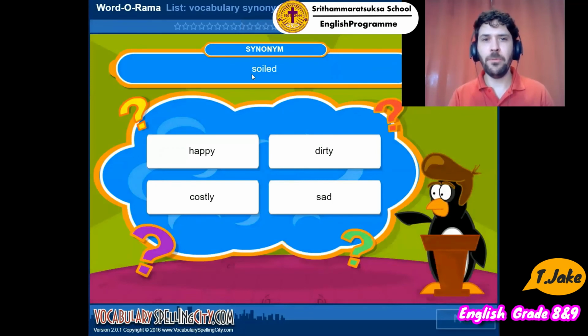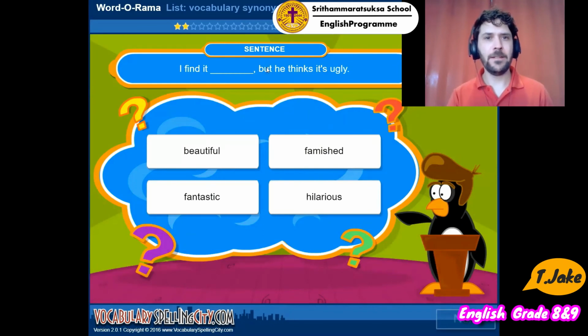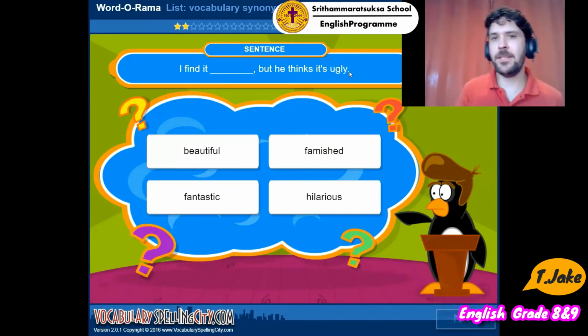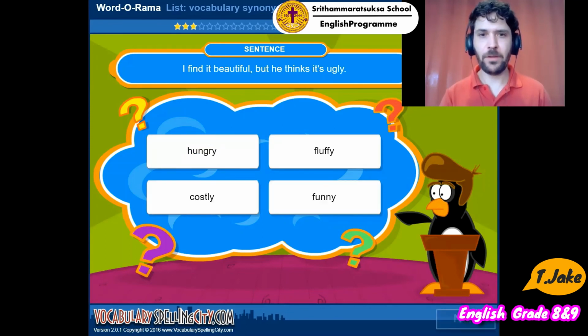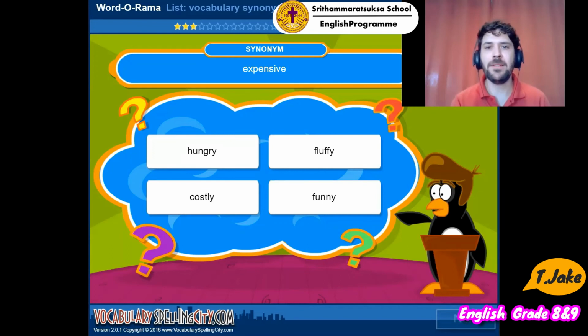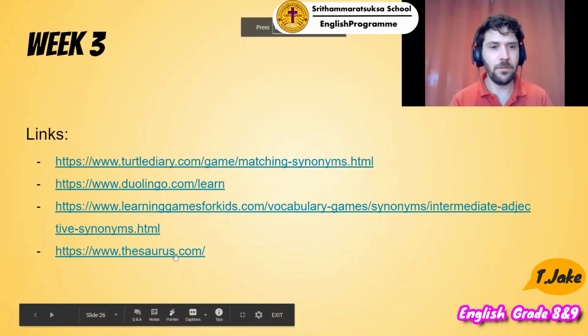So the synonym for the word soiled. Now, soil, what does that mean? Soil is like mud. So does it mean happy, costly, sad, or dirty? I think I'm going to go with dirty. Okay, so this is not a synonym, this is an antonym. What is the opposite of ugly? Correct, okay. So that's another fun game about synonyms. A synonym for expensive, costly. Okay.